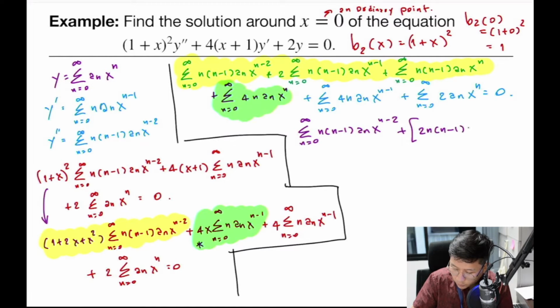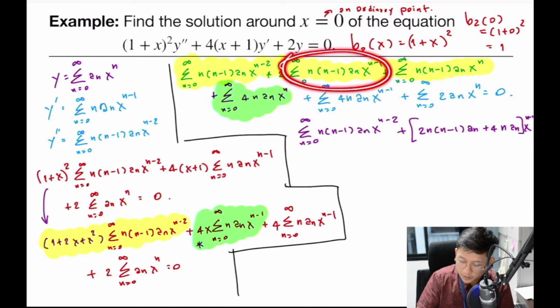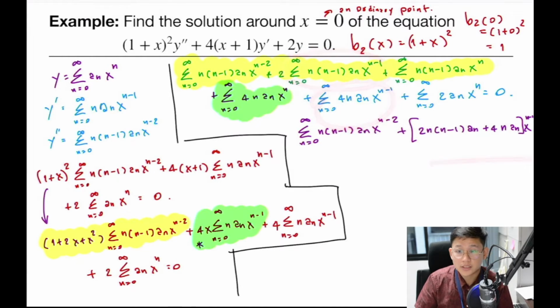2n(n minus 1) a_n and plus 4n a_n x to the n minus 1. Does it make sense? It's from this term and this term together, so we get this term: 2n(n minus 1) a_n, and then we have 4n a_n, and then we have x to the n minus 1.